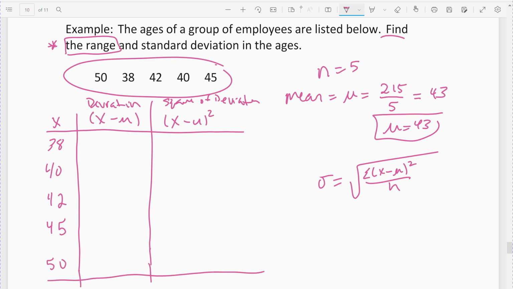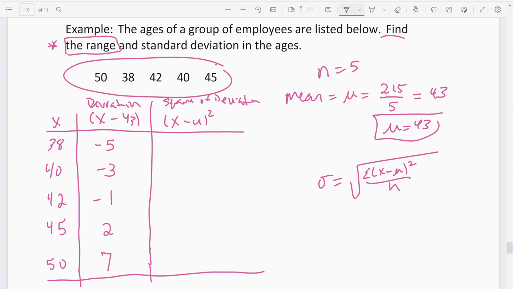Alright, so first we find the difference, and remember the difference is, and I just put it in my table here, the mean was 43. So all of my x values I'm going to subtract 43 from. So 38 minus 43 comes out negative 5. 40 minus 43, that's negative 3. 42 minus 43, that's negative 1. 45 minus 43, that's a positive 2. 50 minus 43, that's a positive 7.